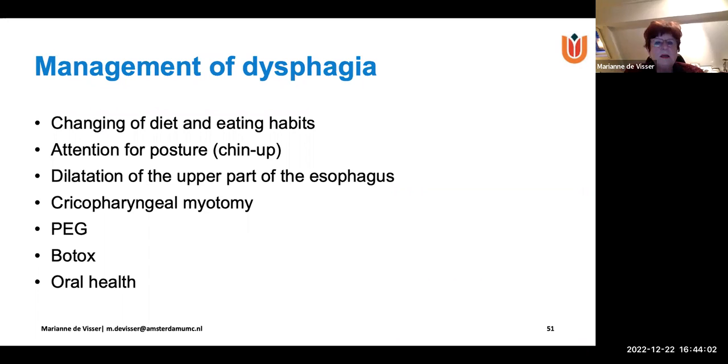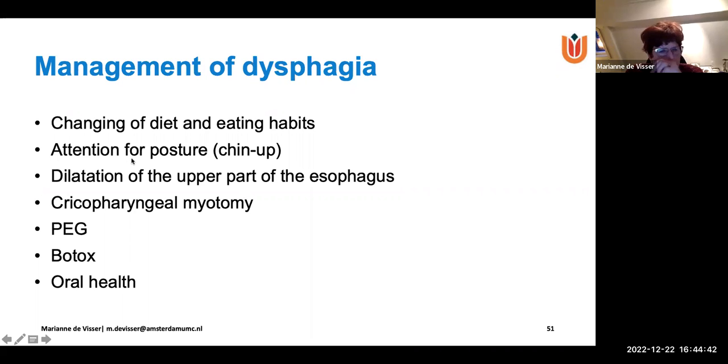These are all interventions in the sense of management of dysphagia. As you can see, it varies between behavioral exercises to PEG and Botox. And the problem is that none of these treatments was evaluated by a long-term controlled and randomized trial, according to a Cochrane analysis, which was performed in 2016.